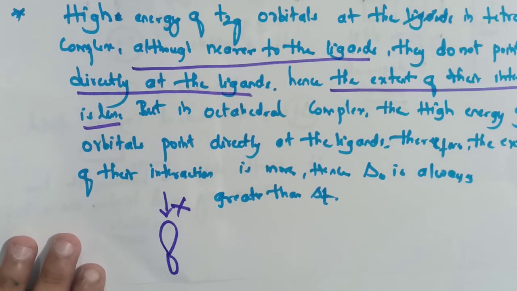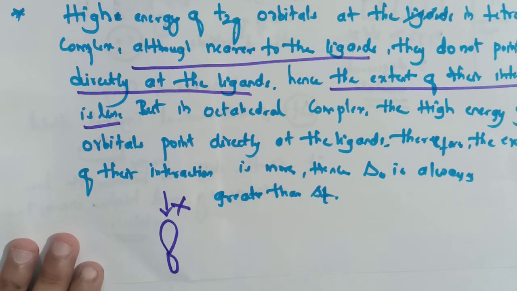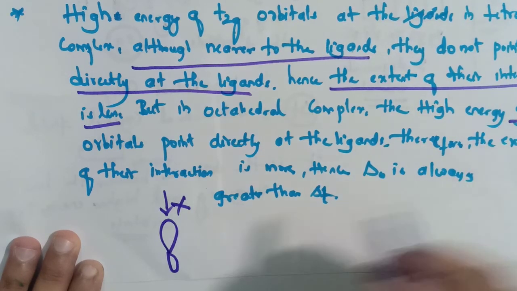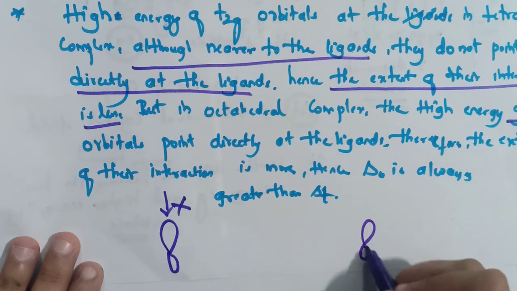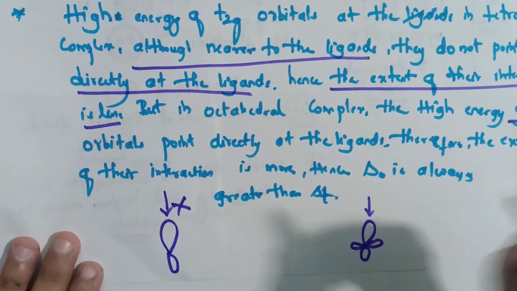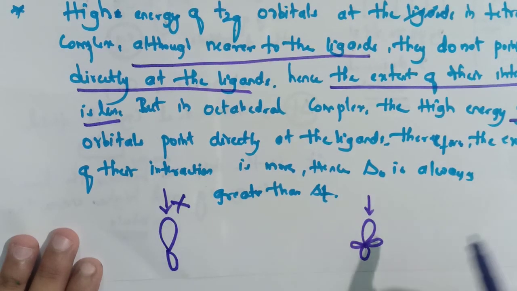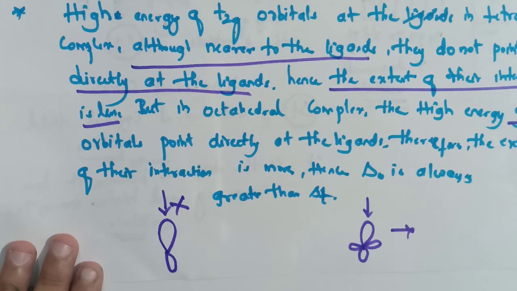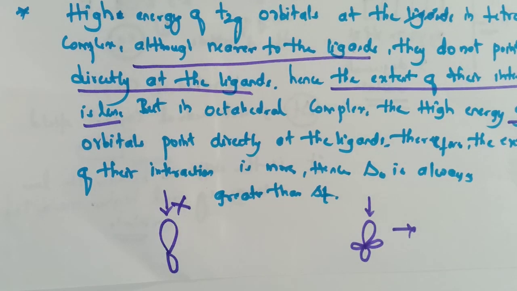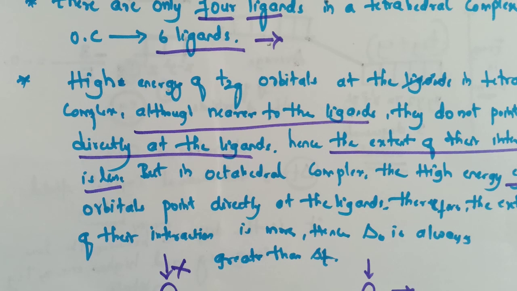But in the octahedral complexes, which is the higher energy, students? That is the Eg orbital. These point directly at the ligands. So these have higher interaction between the orbitals and the ligands, that means these are having higher energy. So it is also the reason for the higher increase of the energy of octahedral complexes when compared to tetrahedral complexes. First one depends upon the number of ligands, and second one depends upon the interactions.